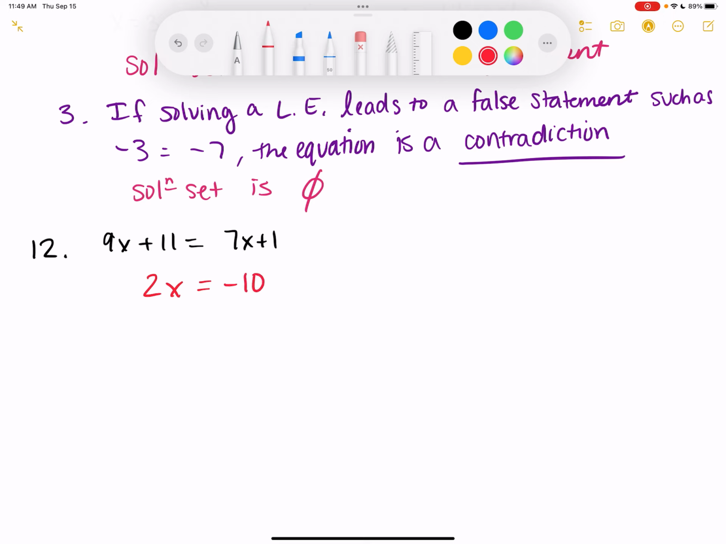Negative 10. You're welcome to do this in as many steps as you want or as few steps as you want. So then x equals what? Negative 5. This doesn't ask you, but would this be an identity, conditional, or contradiction? I think it's conditional. Conditional. These don't ask for it, but I figure we might as well talk about it as we go and ingrain it in your brain.